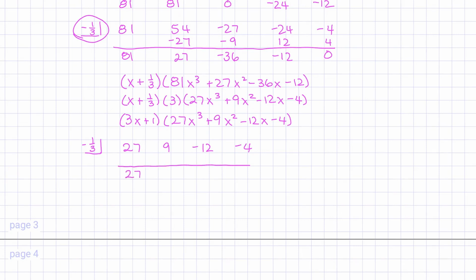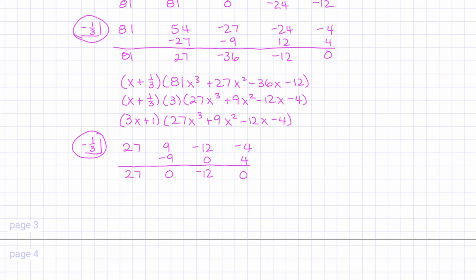Let's see here. Negative 1/3 of 27 is negative 9. Add, we get 0. Negative 1/3 of 0 is 0. Add. Negative 1/3 of negative 12 is 4. And then we have, oh, look at that, it did work again.